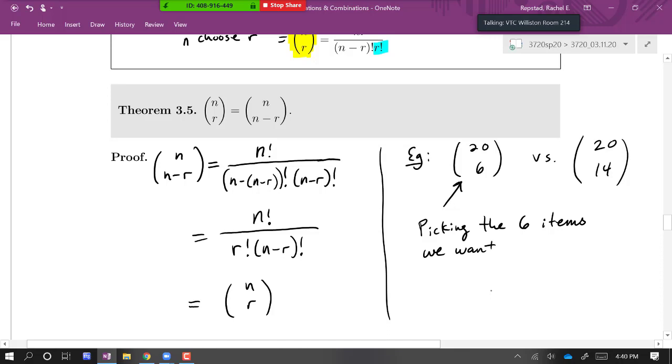But look, once I pick those 6 items that I want, what's left? How many items are left in the bag? No, I've grabbed the 6 from the bag. Okay, 14. Yeah, 14 are left in the bag. In fact, choosing which items I'm going to take out of the bag is equivalent to choosing which items I'm leaving. When you have n choose r, in this case 20 choose 6, what I'm doing is partitioning those 20 objects into which ones I'm going to take and which ones I'm going to leave. So picking the 6 items we want is equivalent to picking the 14 items that we don't want.